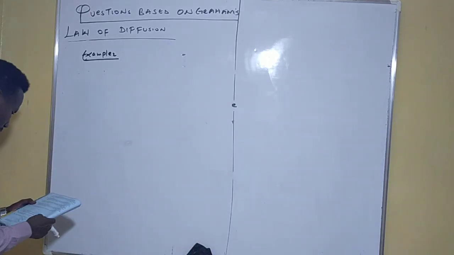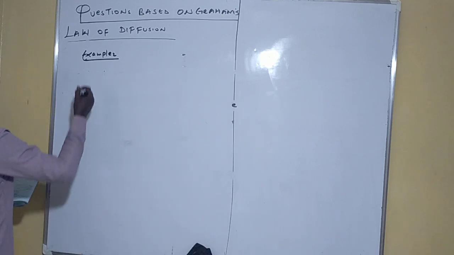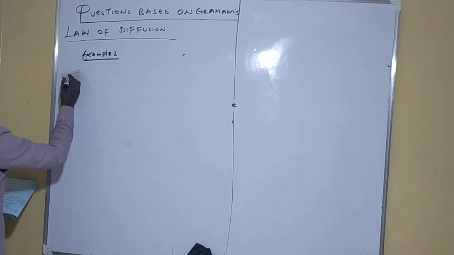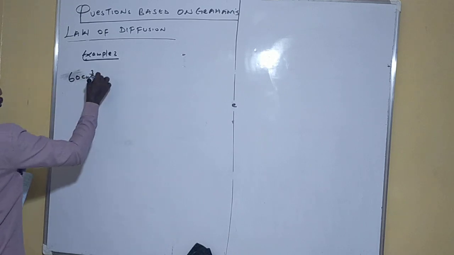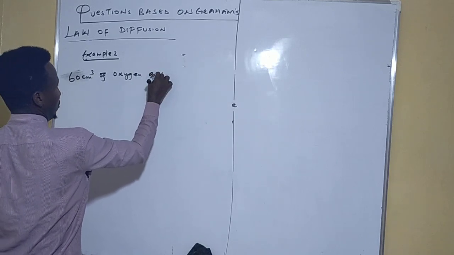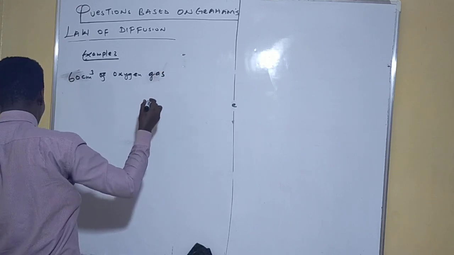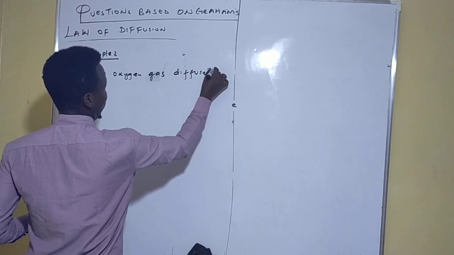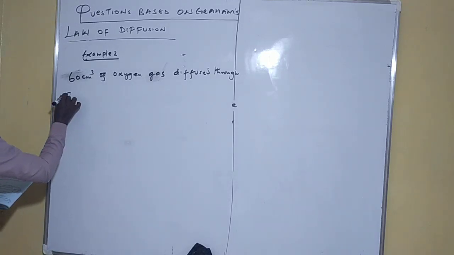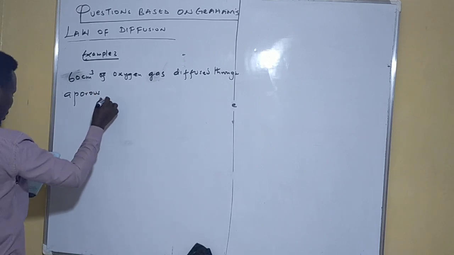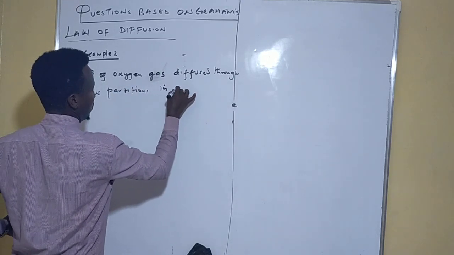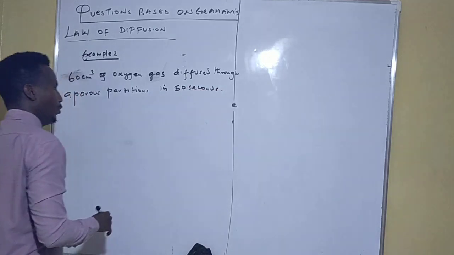Okay, this will be our example. Look here. You're told 60 centimeter cubic of oxygen gas diffused through a porous partition in 50 seconds. Full stop.